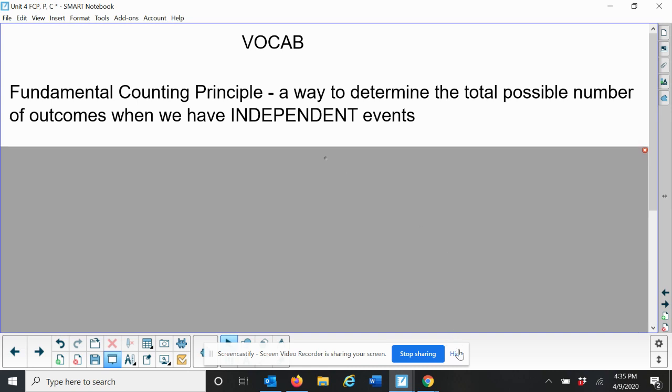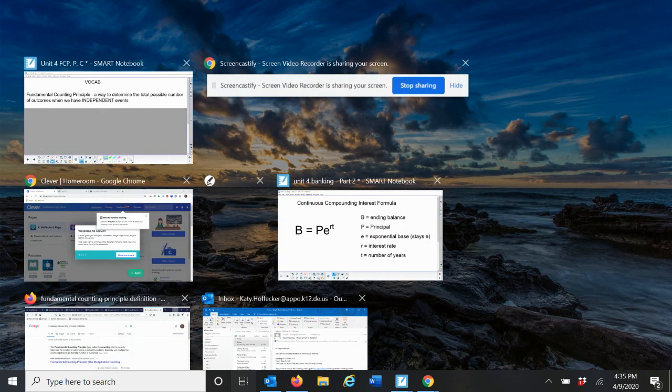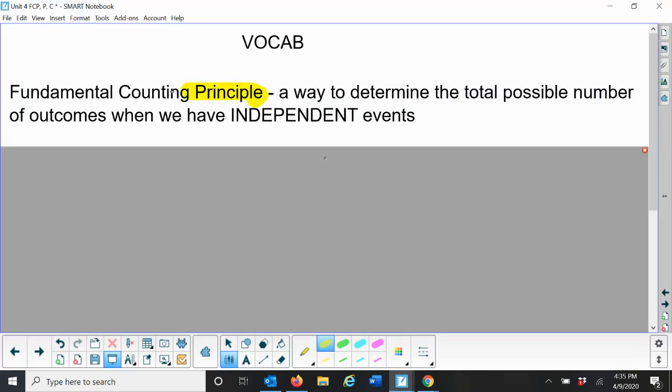All right, so we are going to talk about the fundamental counting principle today. Definition of the fundamental counting principle: it's pretty much a way to determine how many possible outcomes we have. What's important with this is that the events we're looking at are independent events. So how many possible options are there? How many different ways could these things occur?